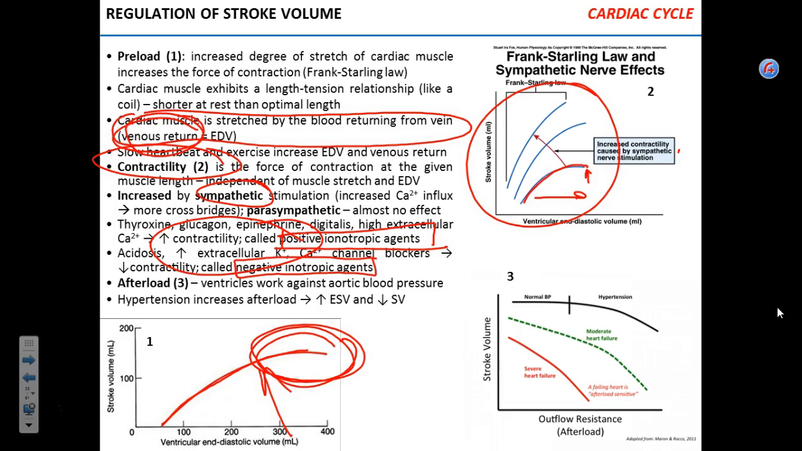Now, if you look at these two parameters, preload and contractility, you want to increase them. Does that make sense? Because in healthy people, you usually need to increase cardiac output when you exercise, when you're active, right? Now, next parameter, you want it to be low. This parameter is called afterload. Basically, afterload is the resistance that your heart has to work against, okay? Outflow resistance.